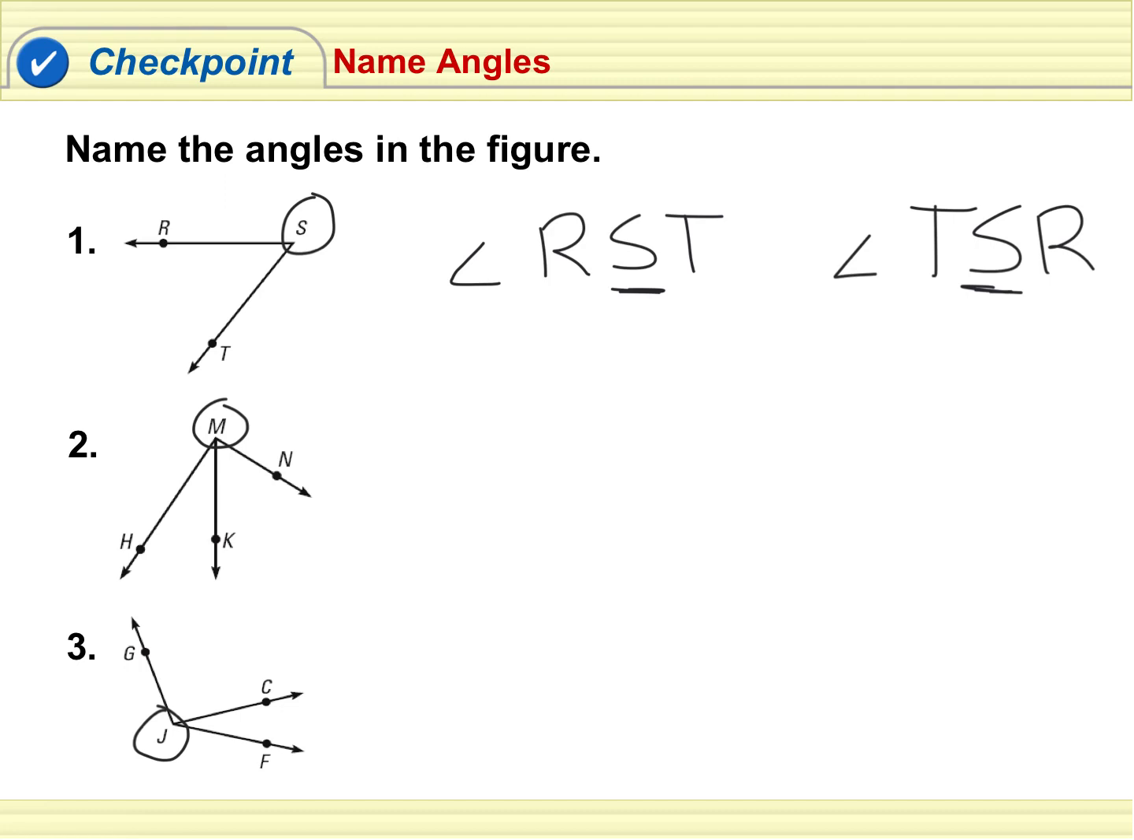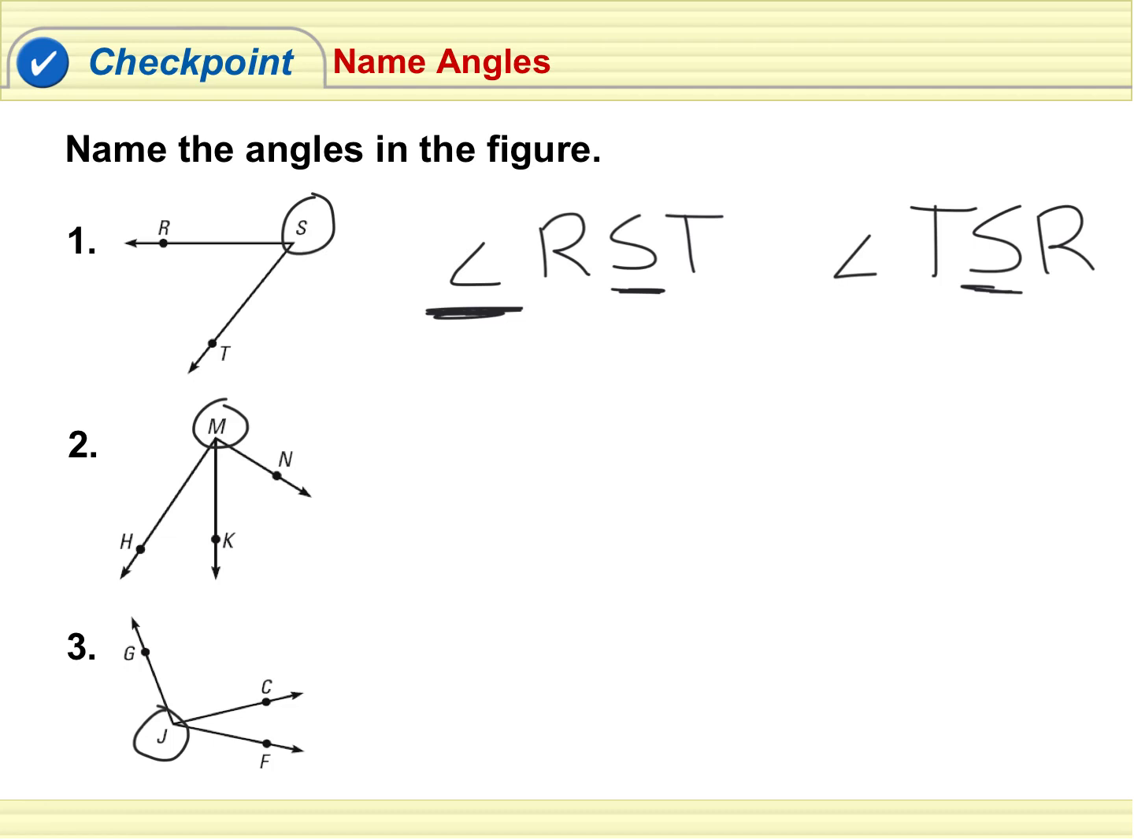Because if I put RTS, that's going in this direction. But is that the way the angle goes? No. So you have to have that vertex in the middle of your label. And make sure you have this angle measure sign. Because if you put RST without it, I don't know what you're talking about.